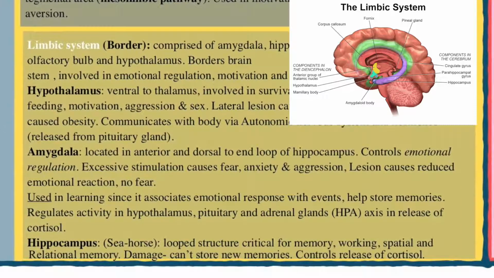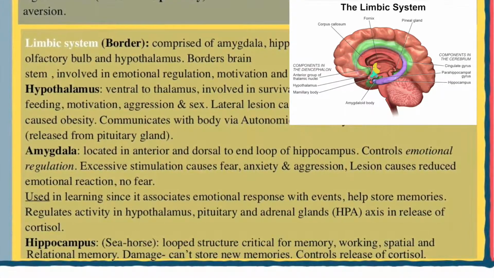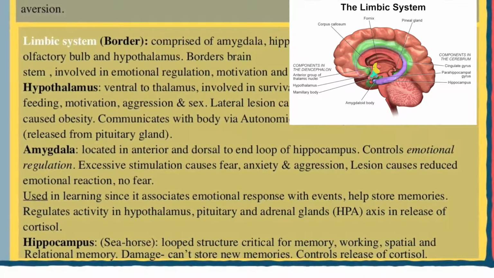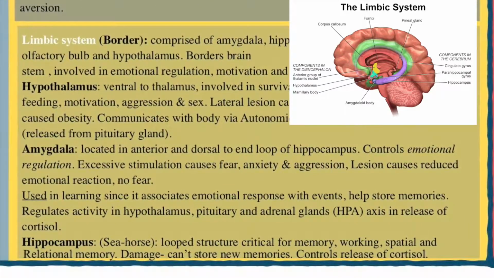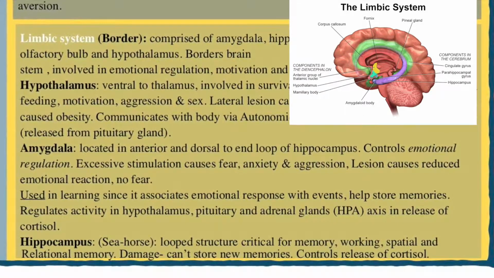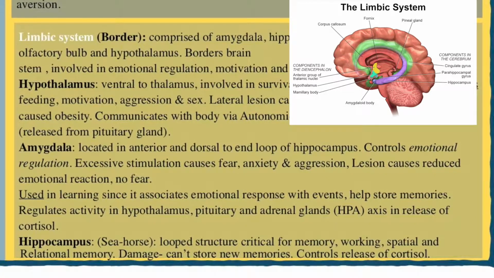release cortisol. The hippocampus is another main part of the limbic system, hippocampus being Latin for seahorse. It has a loop structure and is critical for memory, such as working memory, spatial memory, and relational memory. Damage to the hippocampus implies that individuals cannot store new memories. With the hypothalamic pituitary adrenal axis, this controls the release of cortisol in stressful events.